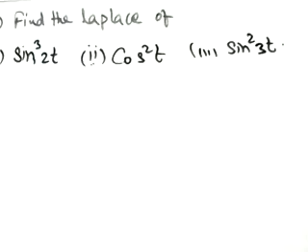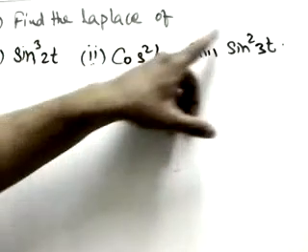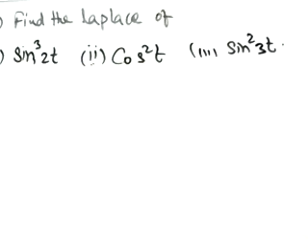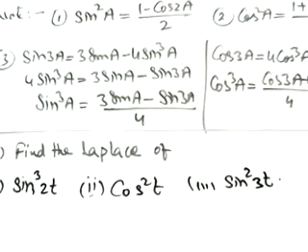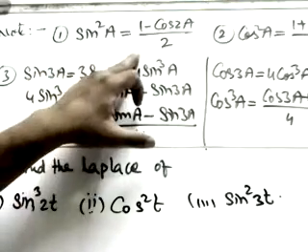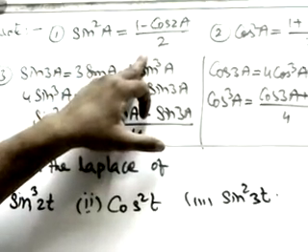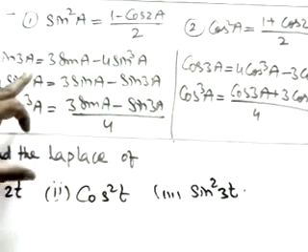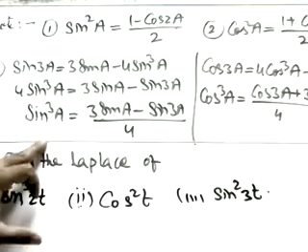Now see the next question. Find the Laplace of, you see here, if you have a cube or square, we have to remove this cube or square first, then only we can use the formulas. For that, I wrote some formulas here on the board, watch carefully. If you get sin square a, you have to write 1 minus cos 2a by 2. If you get cos square a, you have to write 1 plus cos 2a by 2. These are the multiple and submultiple formulas.